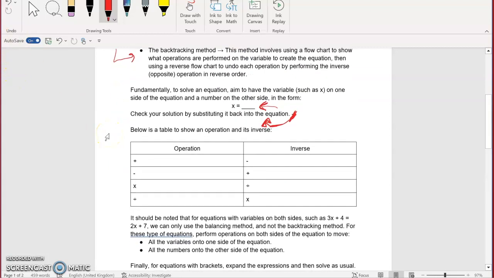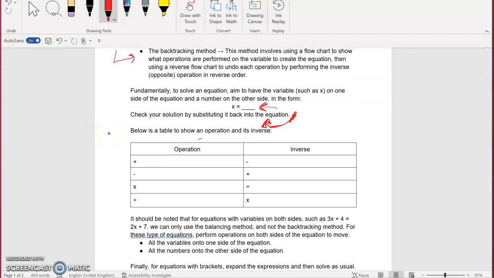Below is a table to show an operation and its inverse. So this table here is to help you figure out the different operations and its inverse. For example, for the operation of plus, we have its inverse minus. For operation of minus, we have its inverse of plus. For operation of times, we have its inverse of divide. For operation of divide, we have its inverse of times.